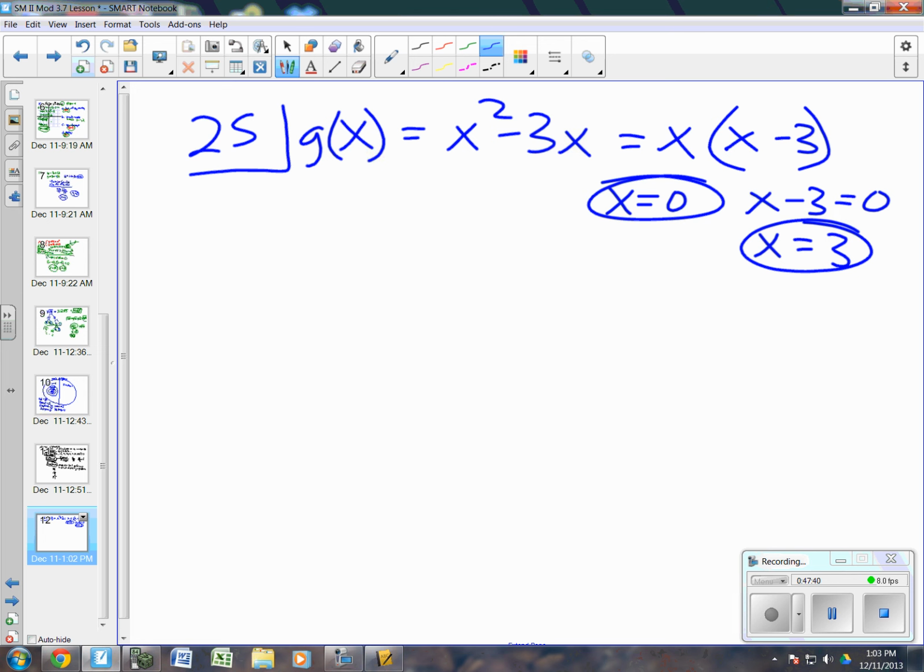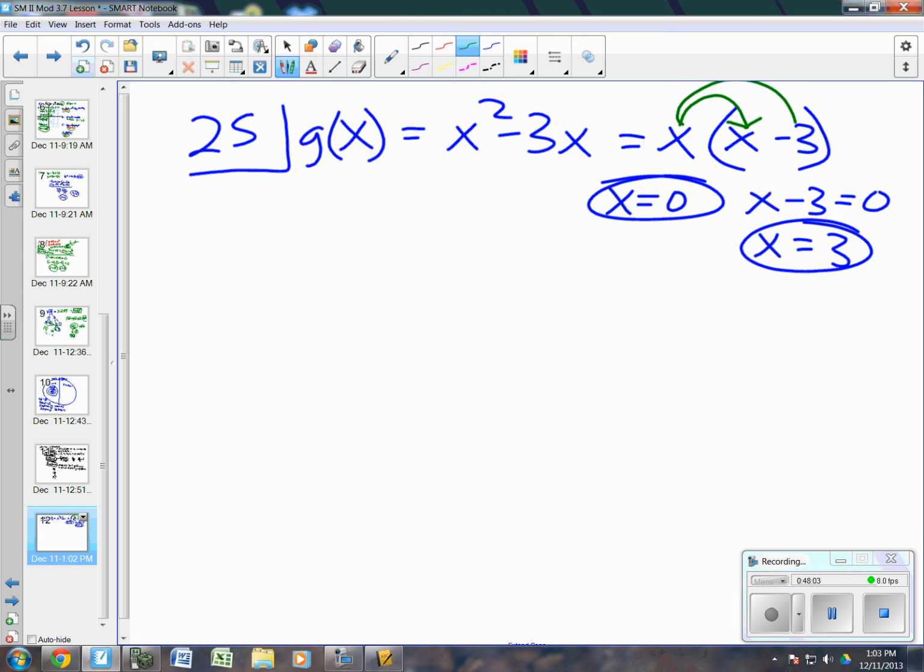If you take out a greatest common factor, they both have an x in it, both terms, right? You guys, look. It's undistributing. See? If I go x times x, what do I get? X squared. If I go x times negative 3, I get negative 3x. I just took an x out. I undistributed it.